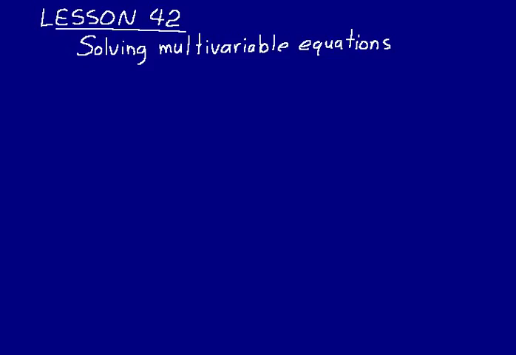Lesson 42 is about solving multivariable equations. So what this means is we'll be doing solutions to equations like we've been doing, except these will have more than one variable in them. For example, look at this equation here. 3y plus x plus 2z equals 11.